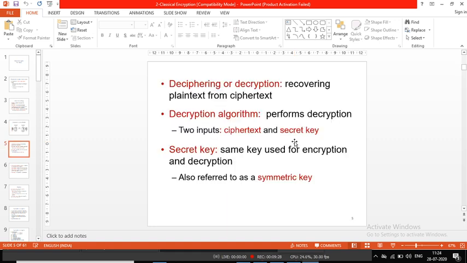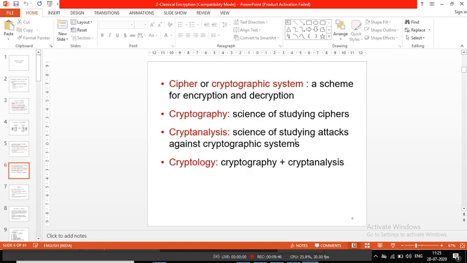So what is called a decryption? Already told, the converted data is going back to the original text, okay. So that is called decryption. And the decryption algorithm is the algorithm we have used for that decryption, okay. So the secret key is the key which is used for both encryption and decryption, that is called a secret key, right?